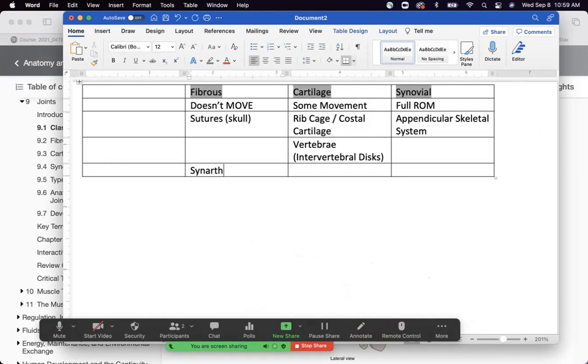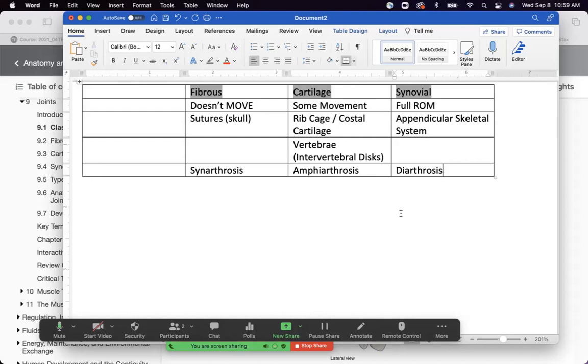Synarthrosis. Syn means the same. That means it shouldn't move. Amphi, like amphibious, it's neither water nor land. It's a little bit of both. And diarthrosis. Dia means complete or thorough, complete, full range of motion, complete movement.